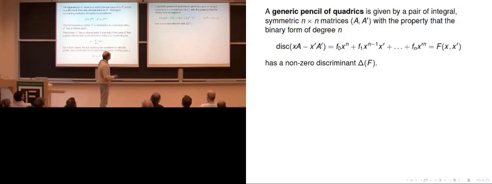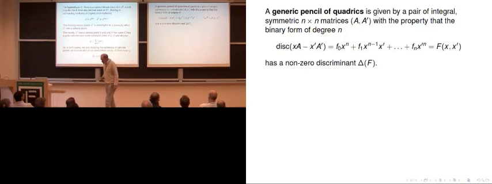Now, associated to a pencil, you get a discriminant form, which turns out to be a binary form of degree n, where you take the discriminant of this matrix. Now, remember, the discriminant is just a sign, which is related to n, times the determinant of the matrix. So if you thought of the determinant, it wouldn't be far off. We'll see why you take the discriminant a little later. That gives you a binary form. And we say the pencil is generic if this binary form has a non-zero discriminant.